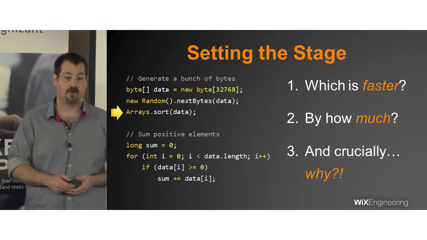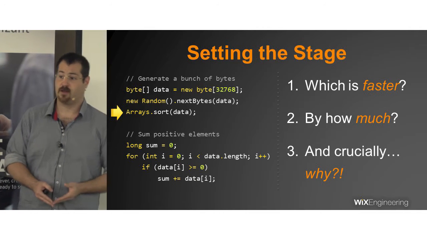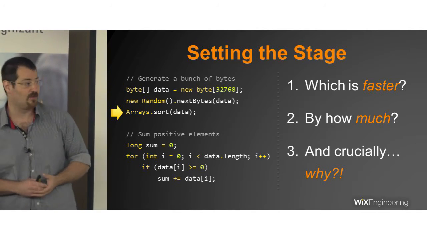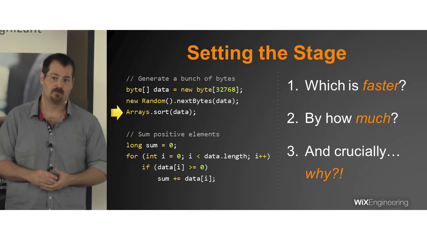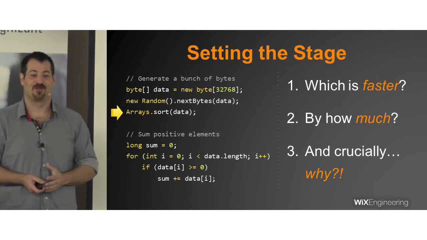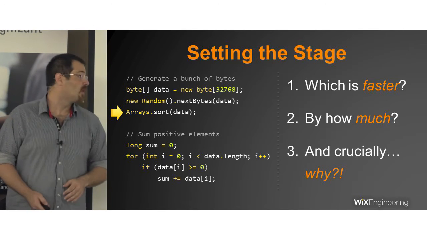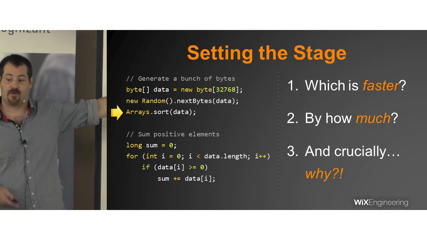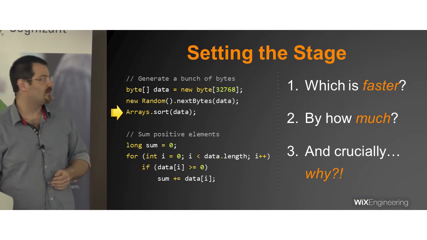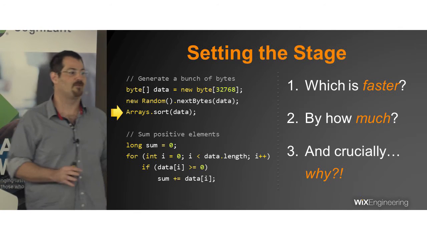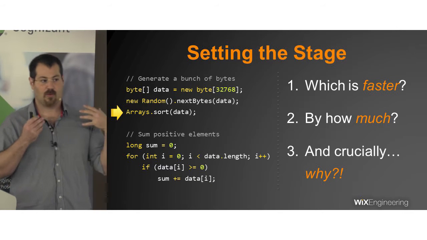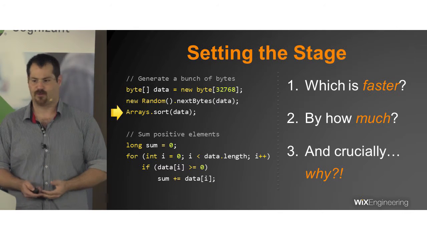Now the second thing we're going to do is iterate over that array, and for every element that is positive, that is not less than 0, we're going to sum it. We're going to accumulate the value. Why? It doesn't matter. This is an artificial example. The point here is this: there's this algorithm, and the same algorithm applied to a different data set. In this case, we're going to take the exact same random byte array and sort it before we loop through it. And there's 3 questions that I want to pose to you.